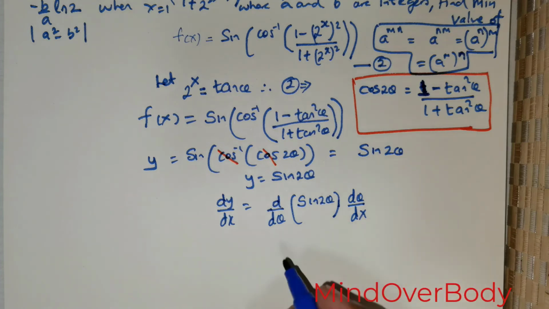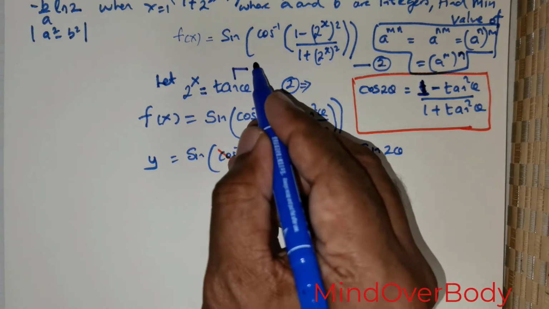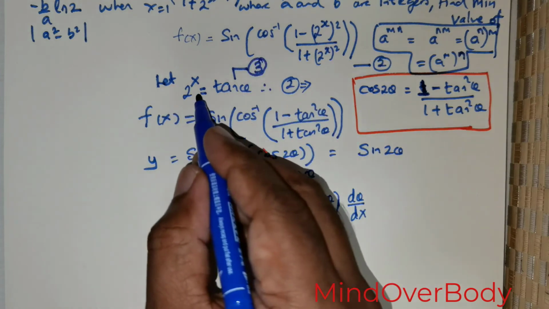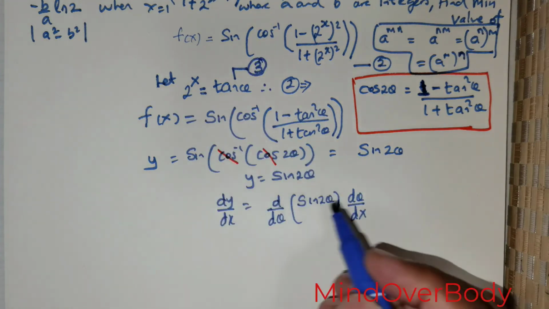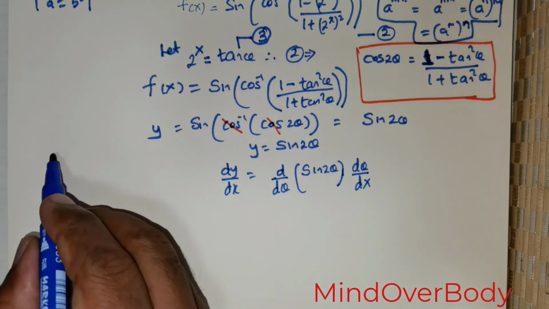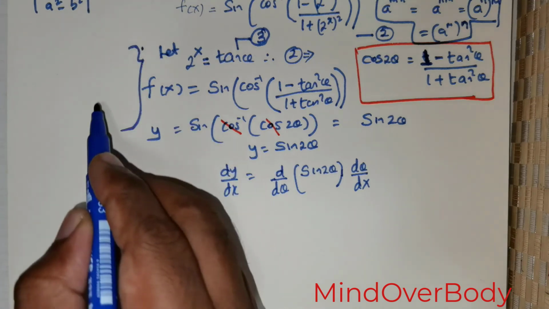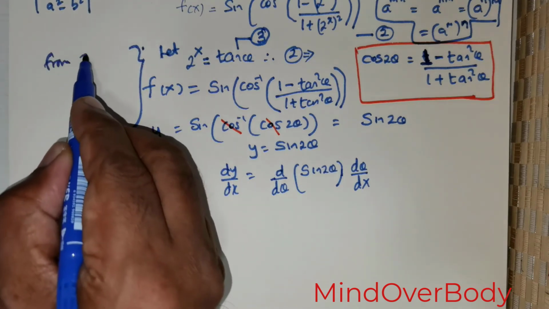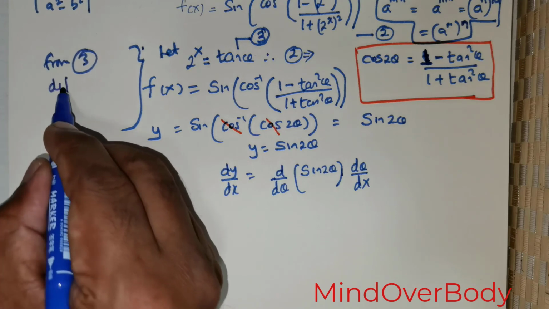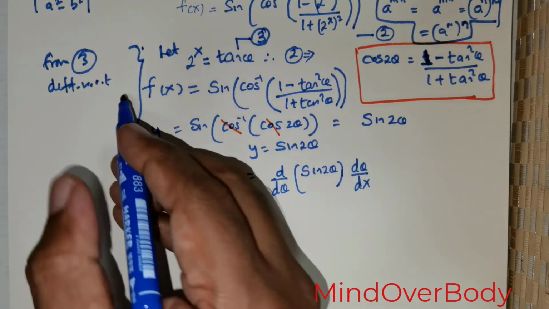Where am I going to get the value? Now, I've just taken this as 2. I'm going to take this as 3. Now, you can see here, 2 raised to the power of x is equal to tan theta. So, let me use this part of the space. Okay, from 3, differentiating with respect to x.